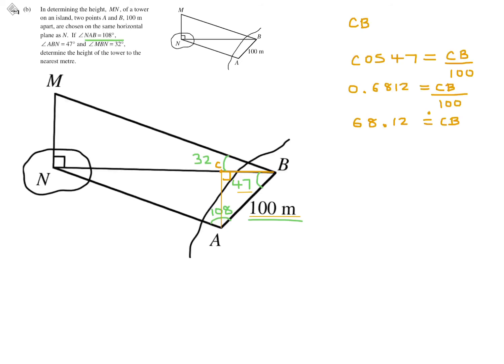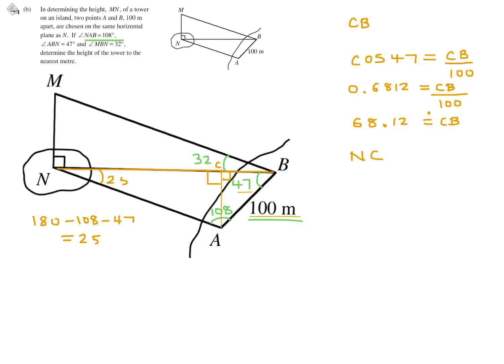All right, so we got CB. Now, what's the next one that we can get in this question? How about this distance right here, N to C? That's also a right angle, but in order to use trigonometry there, I'm going to need to know this angle. We can easily figure that out: 180 minus 108 minus 47, because the sum of the angles of any triangle is 180, and that is 25.